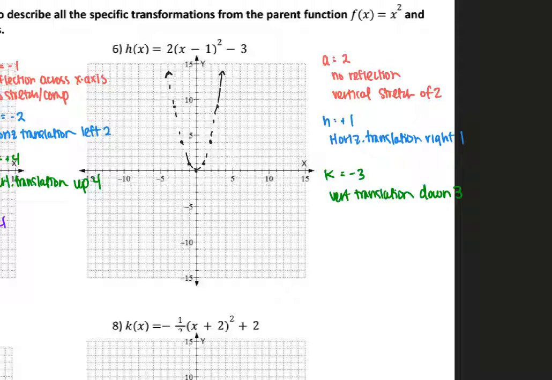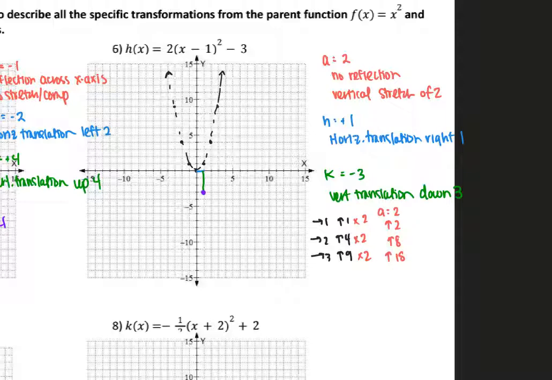All right, so first thing I'm going to do is graph the translation. So I go right 1 and then down 3. So my new vertex is going to be right here. And then we're going to go ahead and use the value of A to graph my parabola. So in our parent function, we go over 1, up 1, over 2, up 4, and over 3, up 9. But since our value of A is equal to 2, we're going to multiply. That's a vertical stretch, so we're going to multiply our vertical distances by 2. So we're going to go up 2, up 8, and up 18.